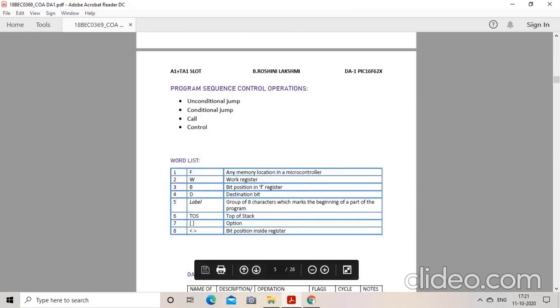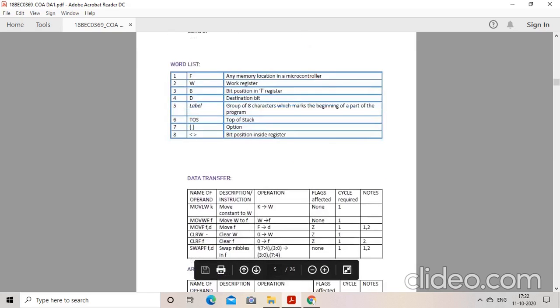These are a few words that we often use, a word list that we often use while giving the instructions: F, W, B, D, label, TOS, and the brackets. F is basically used to display the memory location in a microcontroller. W represents work register. B represents a bit position in F register. D represents a destination bit. Label gives the group of 8 characters which marks the beginning of a part of the program. TOS represents the top of stack, and the square brackets for options, and these brackets for bit position inside register.